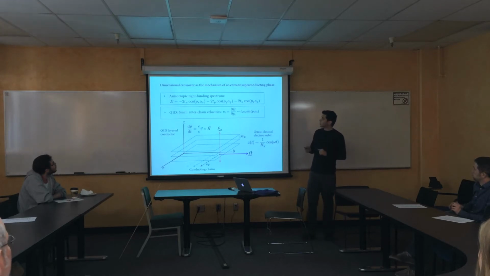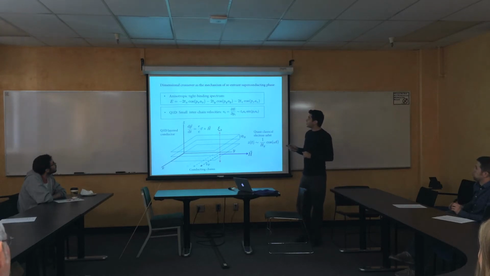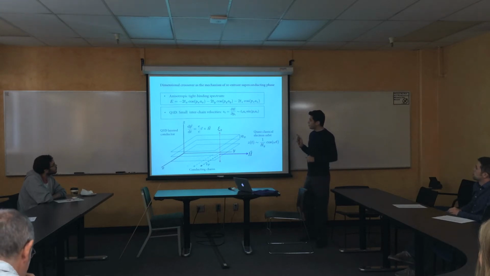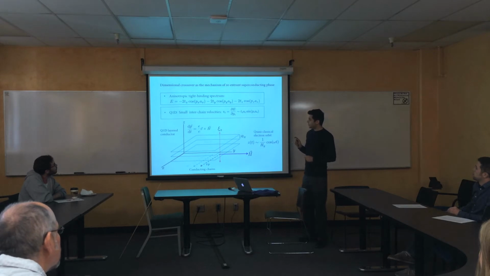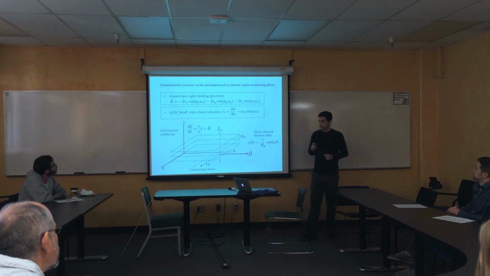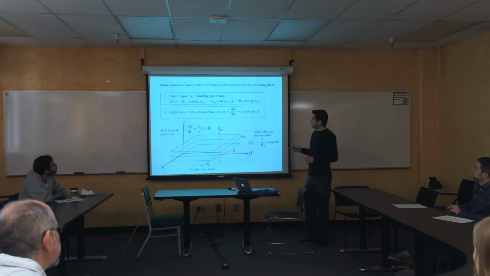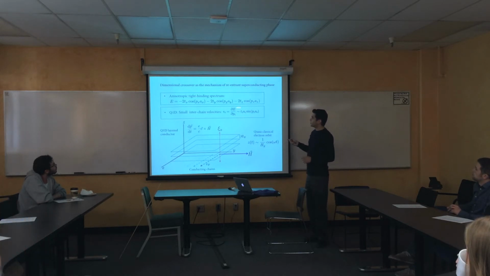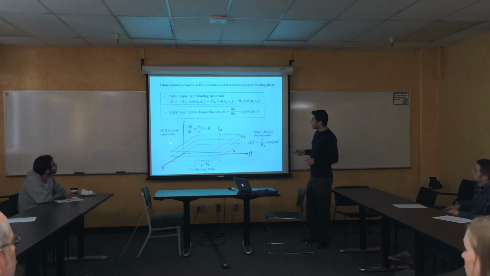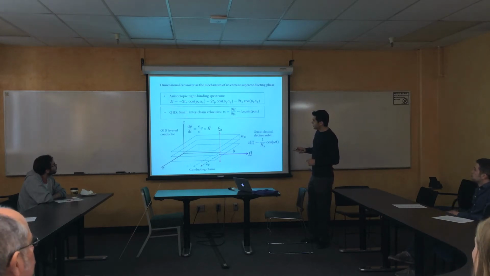Let's go over a little bit about this phenomenon of dimensional crossover and see how it can affect superconductivity, and in particular, how it can help restore superconductivity in high magnetic fields. So we always assume a tight binding approximation for a crystal, right? And we have here a highly anisotropic layered conductor.